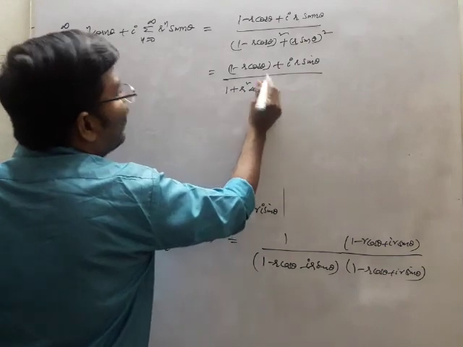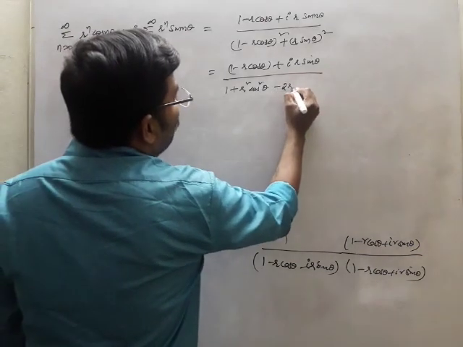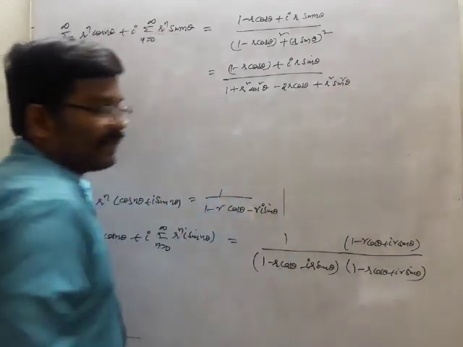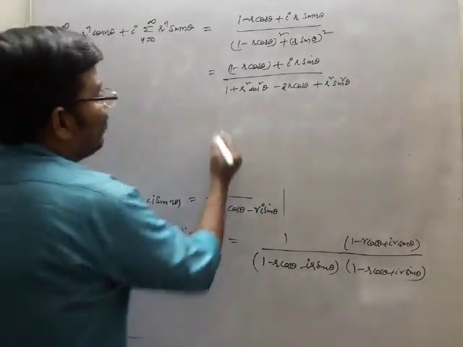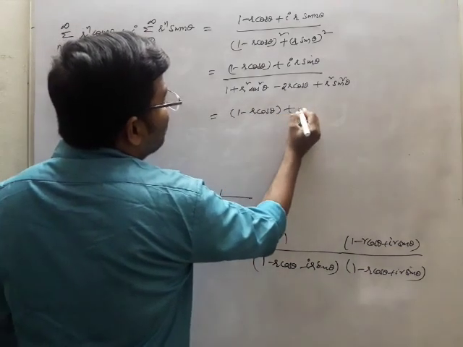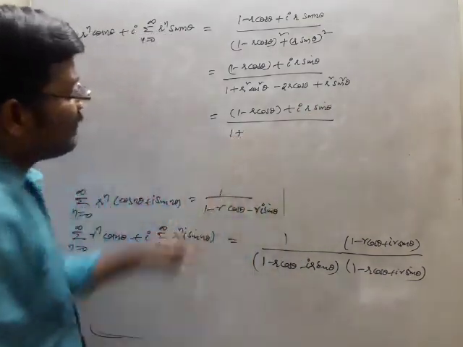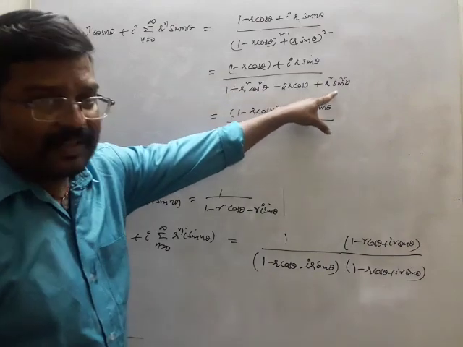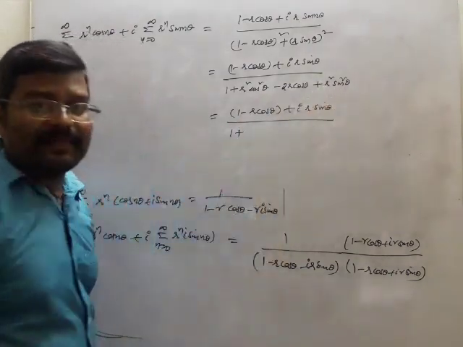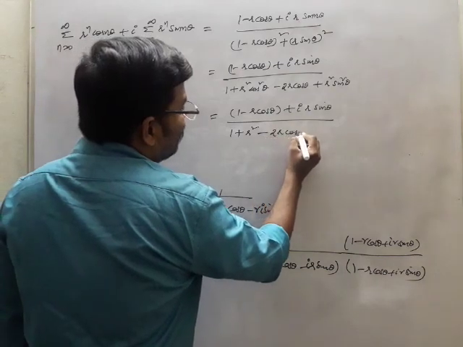this is 1 plus r square cos square θ. This I will expand in the form of (a − b) whole square. So this is minus 2r cos θ plus r square sin square θ. So what is that now? This is 1 − r cos θ + i r sin θ by 1 plus r square cos square θ, r square sin square θ. If you take r square common, cos square θ plus sin square θ is nothing but 1. So therefore you will get 1 + r² − 2r cos θ.